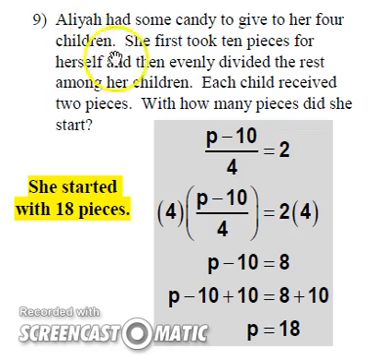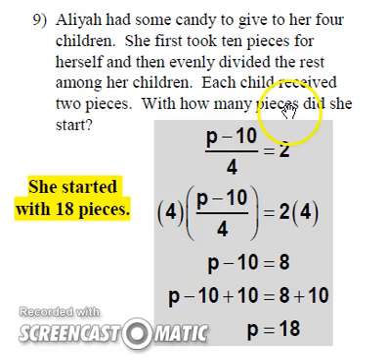So if we look at number 9, Aaliyah had some candy to give to her 4 children. She first took 10 pieces for herself and then evenly divided the rest among the children. Each child received 2 pieces. With how many pieces did she start? So we want to know how many pieces she had before she took away 10 and before she divided the rest amongst her 4 kids. So we're looking for how much she started with.